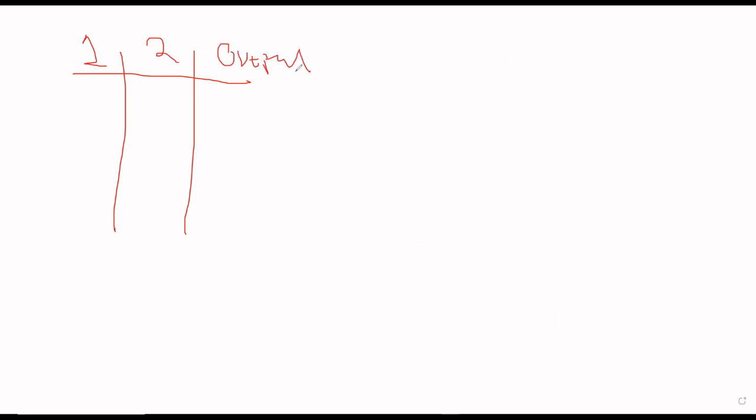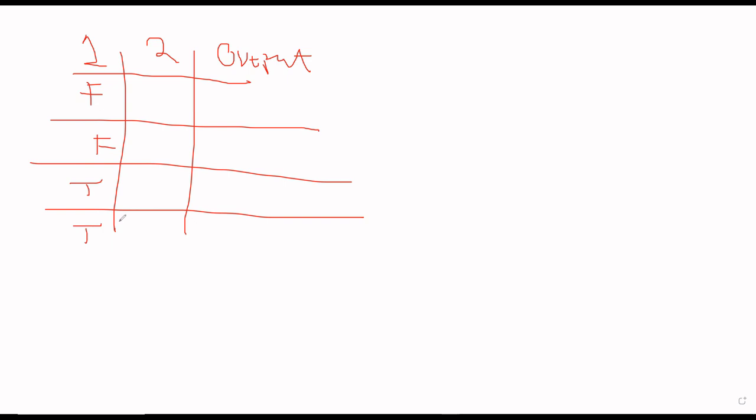Similarly, I'm going to bring the truth table: the first input, second input, then the output. I have false, true, and true, true, false, true, false.